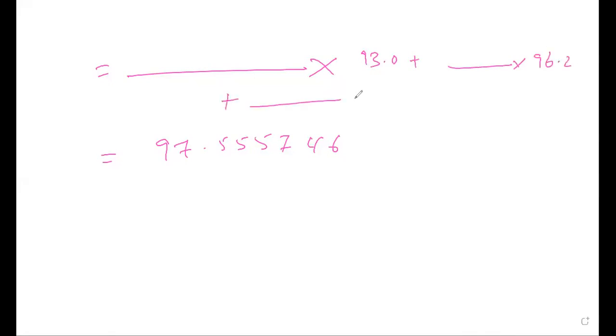Okay, so I'll give you the final answer. That is 97.555746. So it is something like this times 93.0 plus this times 96.2 plus 100 plus 104.2 plus 108.7. Okay, last point will be this one. You can also check how you can solve these using the calculators.